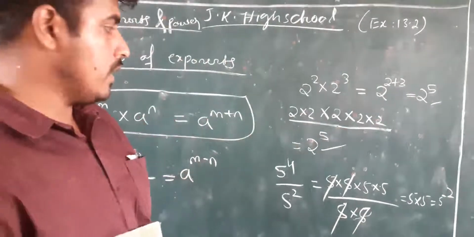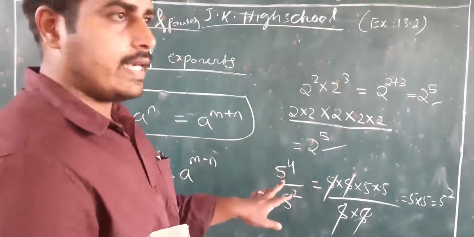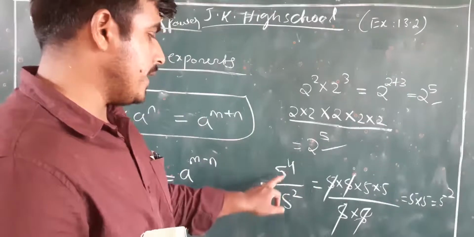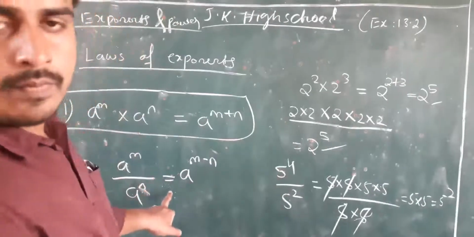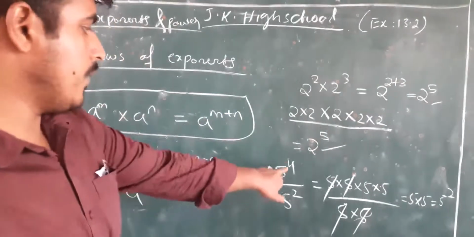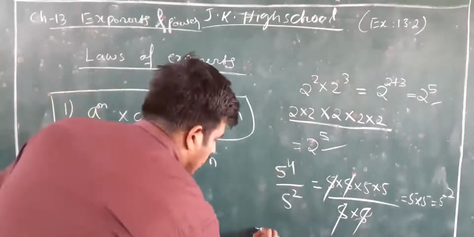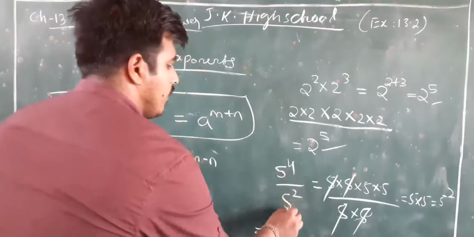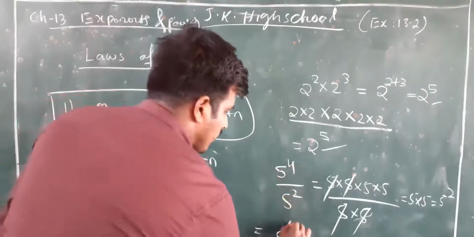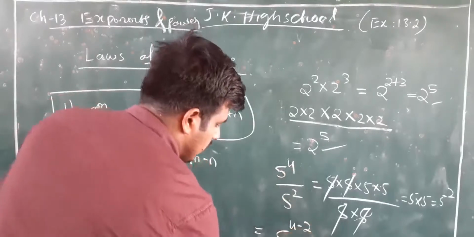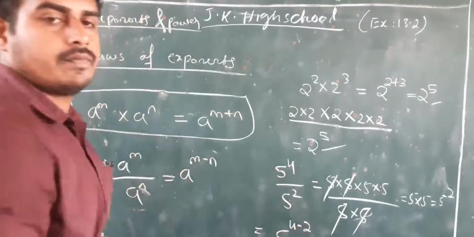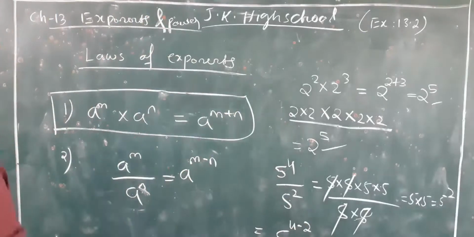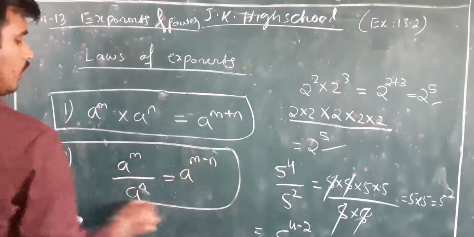Instead of doing all these calculations, I can directly write a raised to m divided by a raised to n using this law. It is always equal to a raised to m minus n, that is 5 raised to 4 minus 2, which is 5 square. This is the second law of exponents. Note down these two laws.